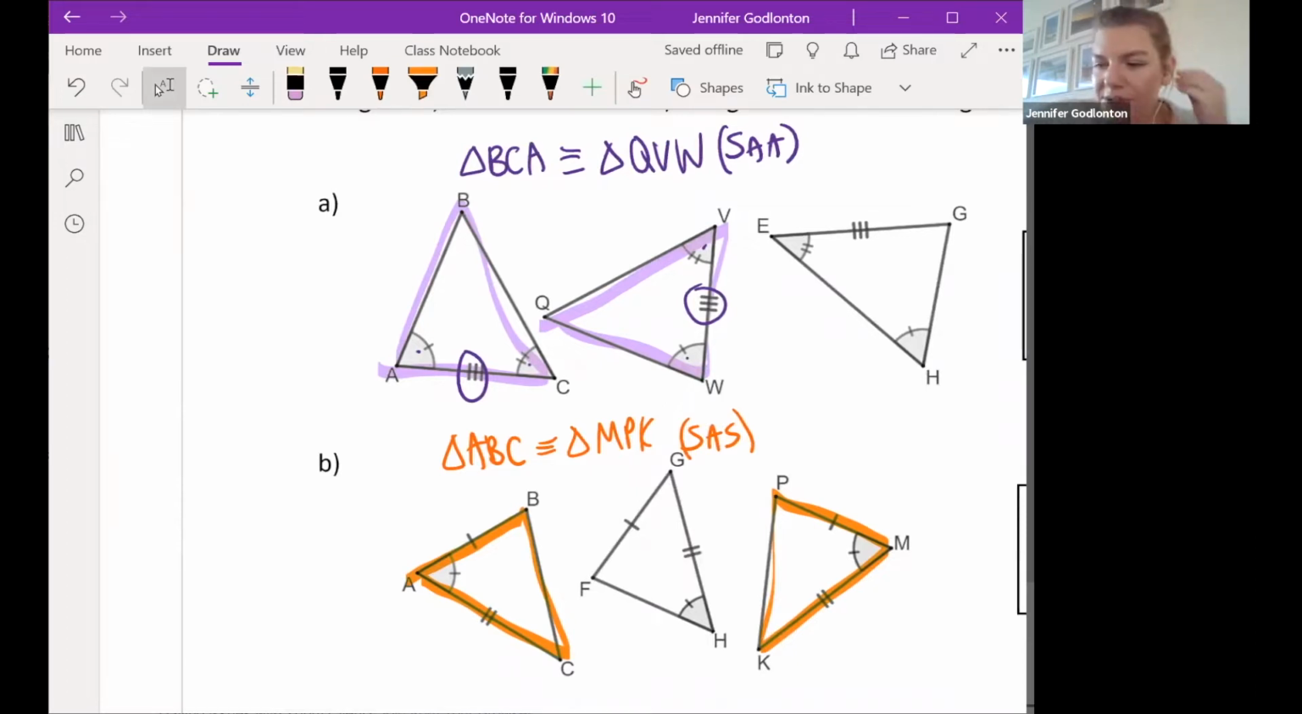Okay. Are we all happy up till this point? Does anyone have any questions with what they're seeing before we move down to some proofs?